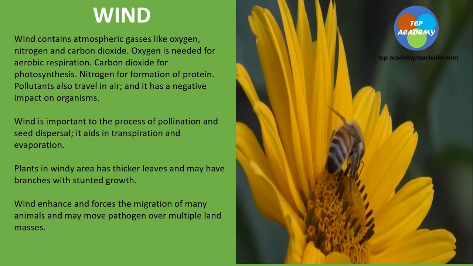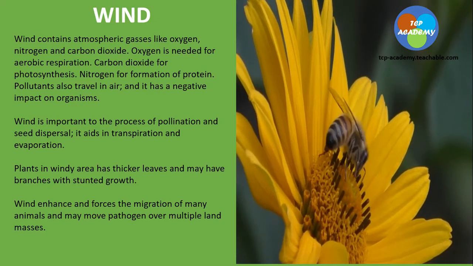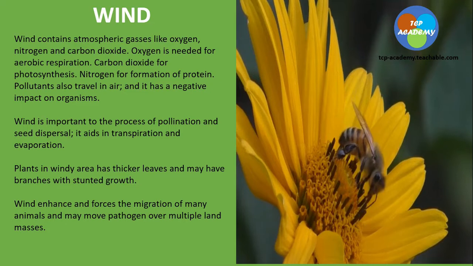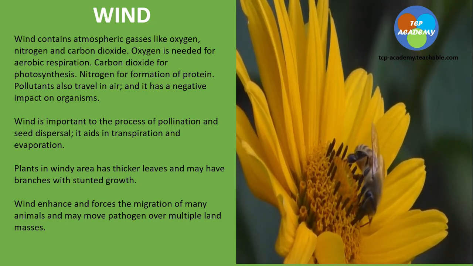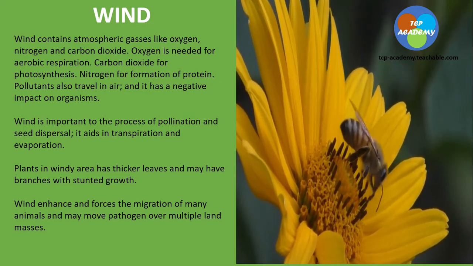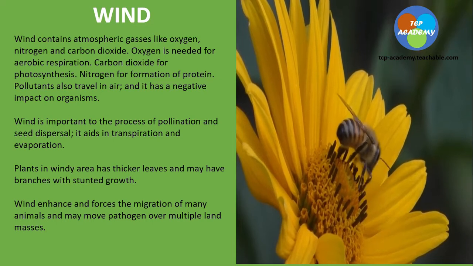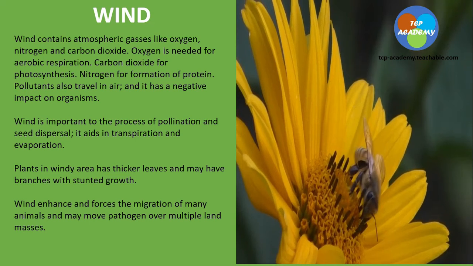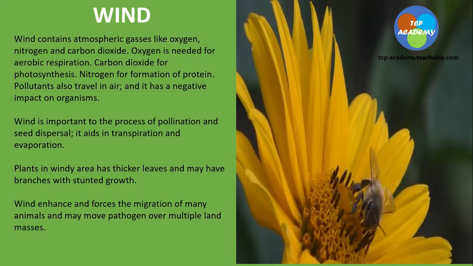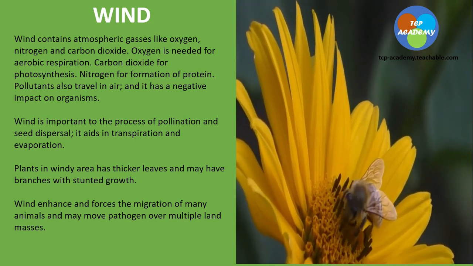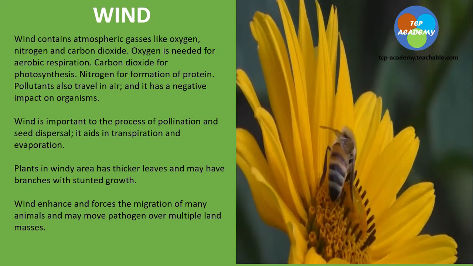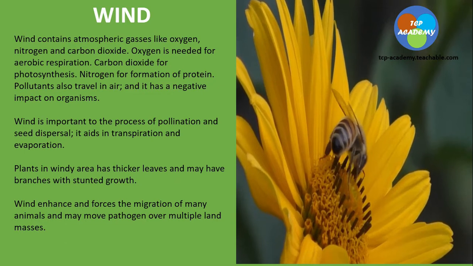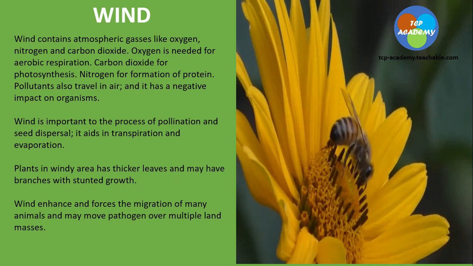Wind. We're seeing there a bee being involved in pollination. Wind contains atmospheric gases like oxygen, nitrogen, and carbon dioxide. Oxygen is needed for, of course, aerobic respiration. Carbon dioxide is used in the process of photosynthesis, and nitrogen for the formation of proteins. Pollutants also travel in the air, and they have a negative impact on organisms.